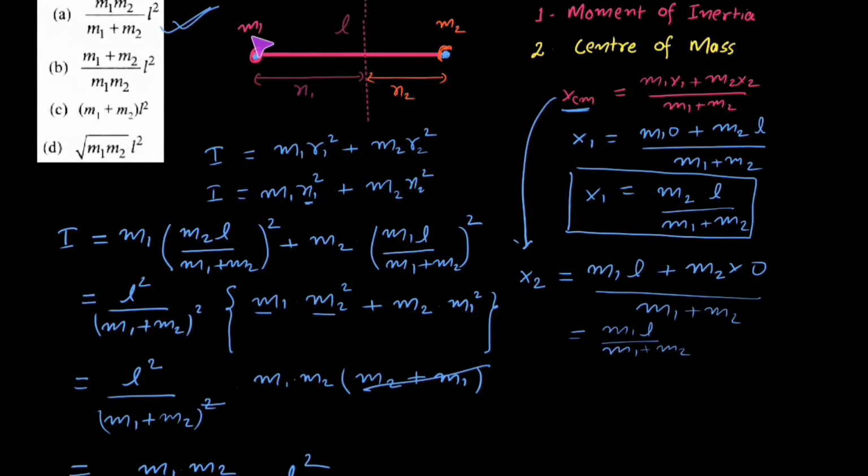So m1 is the first mass into x1, the distance of this first mass from our reference point, which is 0. So I have put it here 0, plus m2 is the second mass. x2 is the distance of the second mass from our reference point. Because this is our reference point, this is the second mass, the distance of the second mass from the reference point is L. So I have written here L divided by m1 plus m2. So I have got the value of x1 as this.